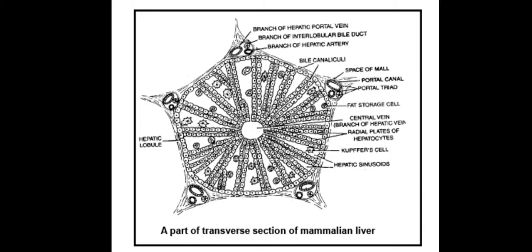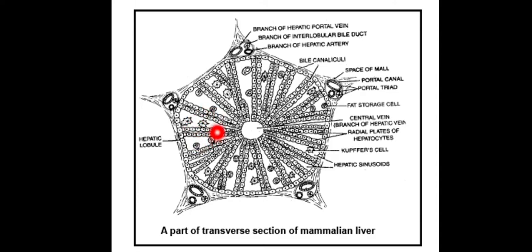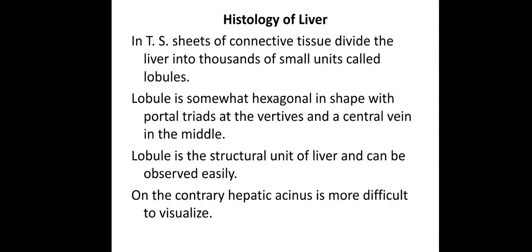With portal triad, what does it mean? Let's see. This one is the hepatic portal vein, this one is the interlobular bile duct, and this one is the hepatic artery. So this is called a triad. The portal triad is at the vertices and the central vein is in the middle. The lobule is the structural unit of liver and can be observed easily. So this will be considered the structural unit of the liver, and this can be observed very easily.